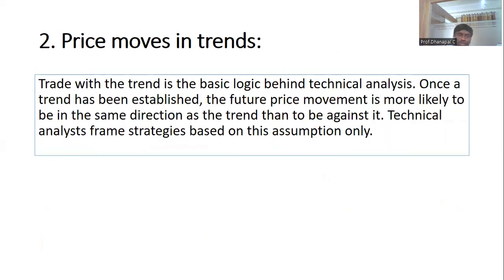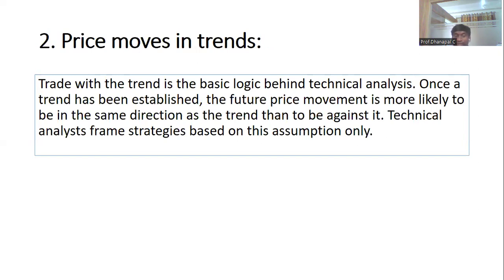Now, the second assumption: price moves in trends. Trading with the trend is the basic logic behind technical analysis. So we have to trade with the trend. The trend line will always go upward or downward. When it goes upward, we can follow the same trend line for technical analysis and also for investments. Once the trend has been established, future price movement is more likely to be in the same direction as the trend than against it.